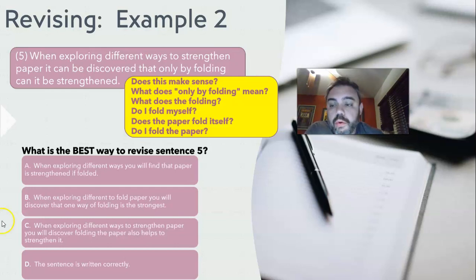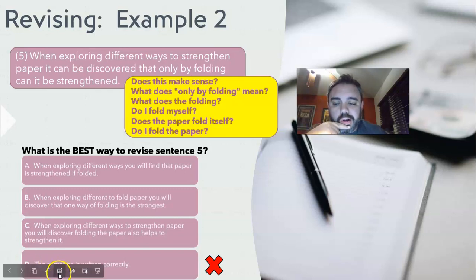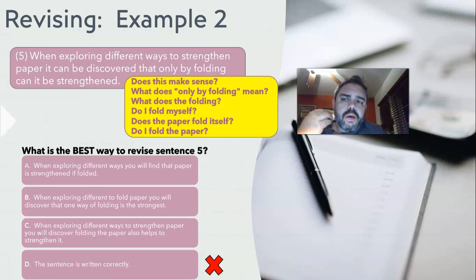Okay. So let's go through these one by one. There is one obvious wrong answer, and that's down here on letter D. This sentence isn't written correctly because I'm a really good reader, and I know I have tons of questions about this, so I know this is incorrect. The sentence is not written correctly. Right? When exploring different ways, you will find that paper is strengthened if folded. This one doesn't make much sense because different ways to do what? Different ways to go home. Different ways to bake a cake. What different ways? So I'm gonna eliminate that one. That one's even more confusing than the original sentence.